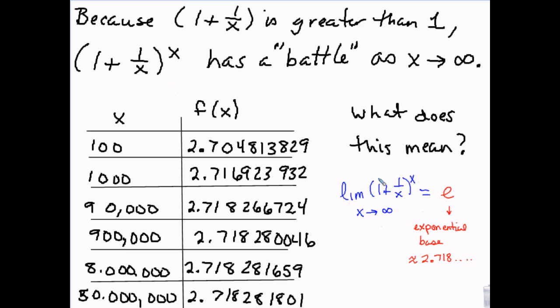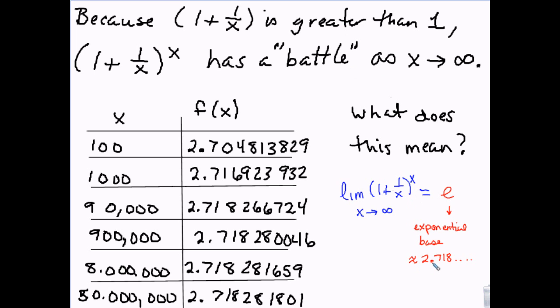And does this look familiar at all to what we did yesterday? 1 plus r over n to the nt. It looks like the compound interest formula. And that's where things get even more interesting.